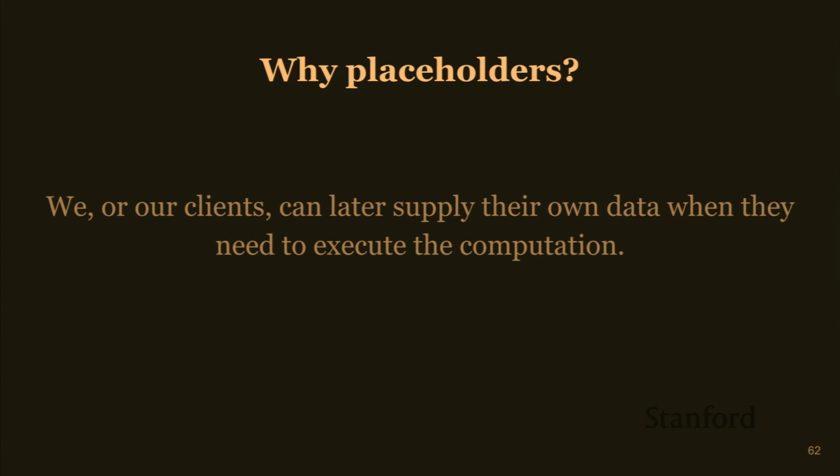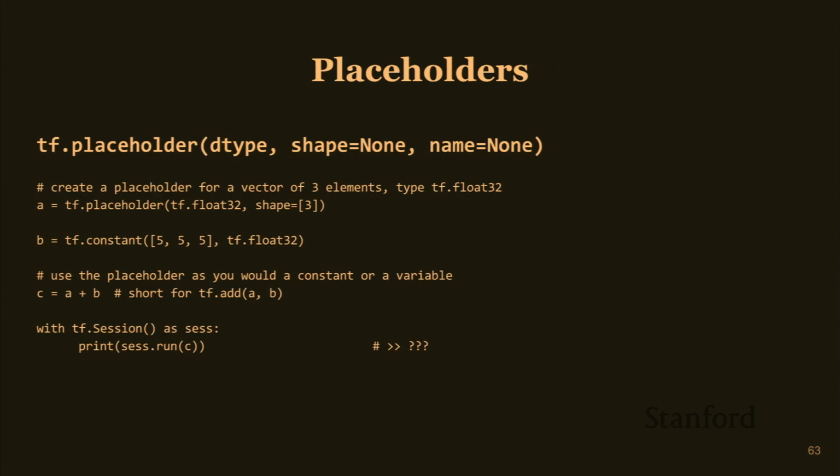And also very helpful for testing. You can just use some dummy data where you know the exact inference, and then test your model on the dummy data to see whether it works. So to create a placeholder, you just need to specify type and shape, and also name, so TensorFlow knows what name to display on the graph.